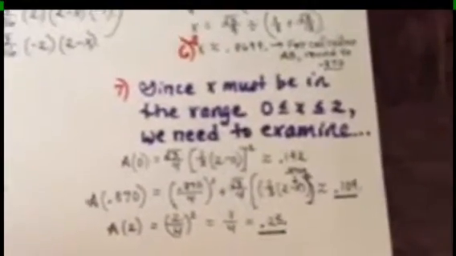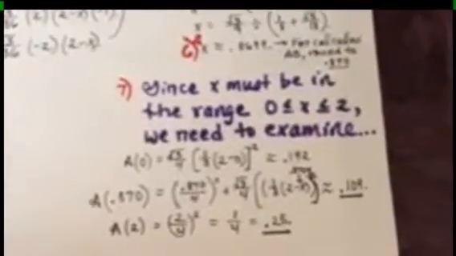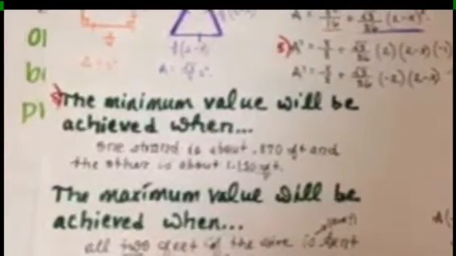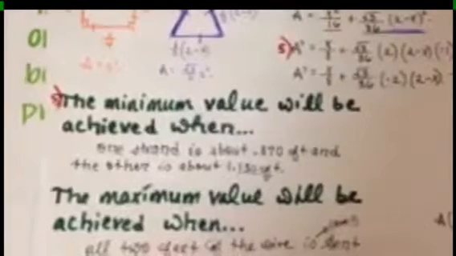And here 0.25 is the greatest and 0.109 is the least, so therefore the minimum value will be achieved when one strand is about 0.870 feet and the other is about 1.13 feet.